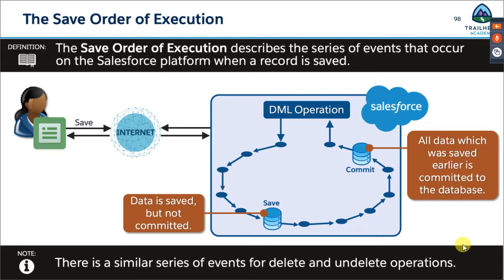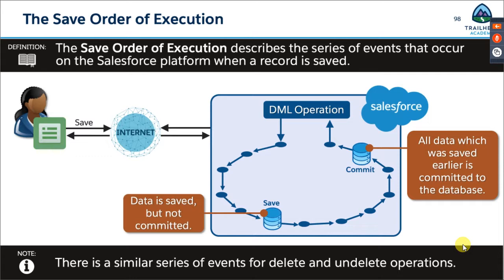The Salesforce order of execution describes the series of events that occur on the Salesforce platform when a record has been saved. You go to a page layout, go to the edit page, start filling in some information and click on the submit button. That information goes through the internet, gets to Salesforce, and there is a series of events that occur when the record gets saved. That is described in this little picture. In the next slides, we'll go through each of these little bubbles and talk about what each one does and what is important about it.